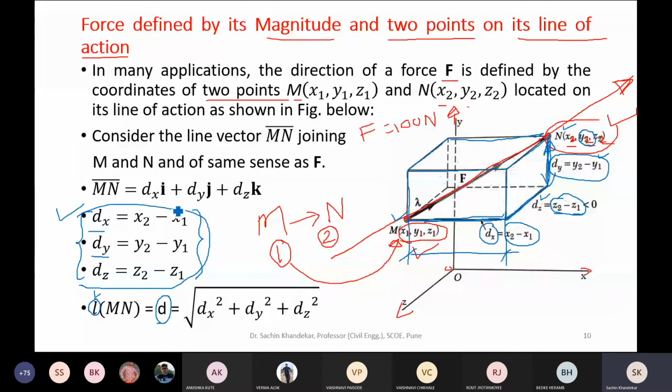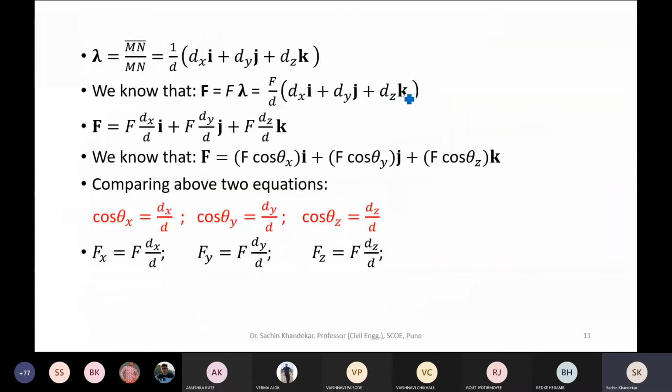Please note that here we know the coordinates of point M as well as point N, so x1, y1, z1, x2, y2, z2 are known. That is the case here. So a force is defined by its magnitude and any two points on its line of action. Now, in this particular case, how to resolve a force into three components along the x-axis, y-axis and z-axis? That is what we are going to discuss.